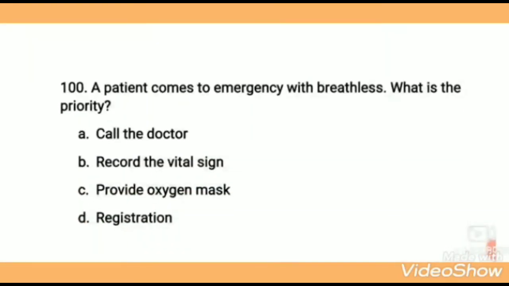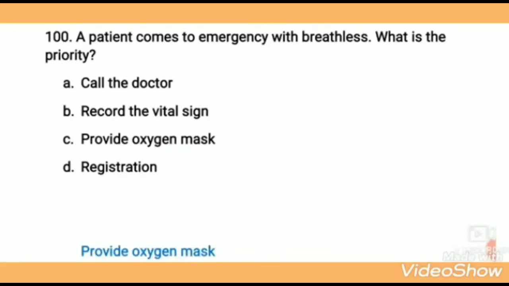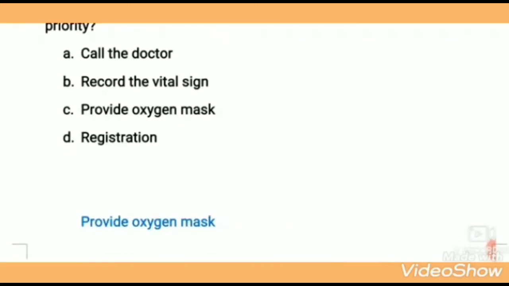A patient comes to emergency with breathlessness. What is the priority? Call the doctor, record the vital signs, provide oxygen mask, or registration. So, the correct answer, if a patient comes to emergency with breathlessness, the priority action of the nurse should be to provide oxygen mask.